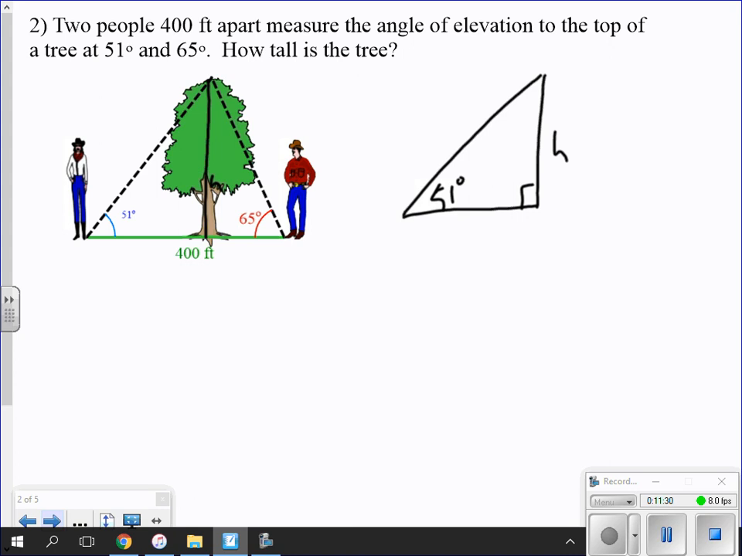This is not necessarily split proportionally. So I can't just take 400 over 61 and I can't take 65 and 51. And it doesn't necessarily split proportionally. So I can't use that. But what I can do is I go, wait a minute, I've got two triangles here. Actually, I technically have three. But I also have this triangle here.